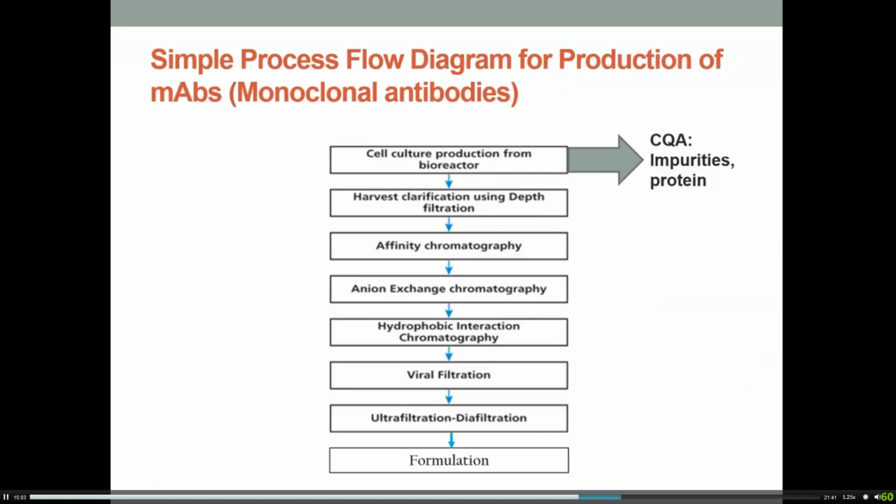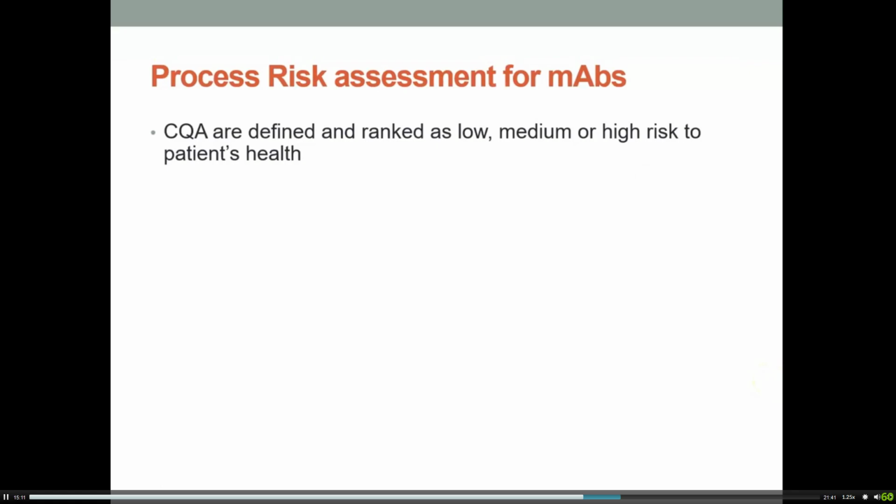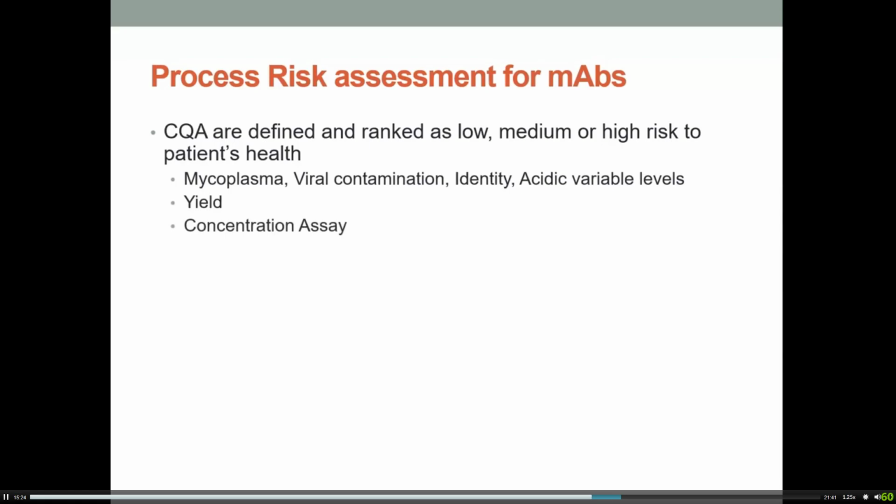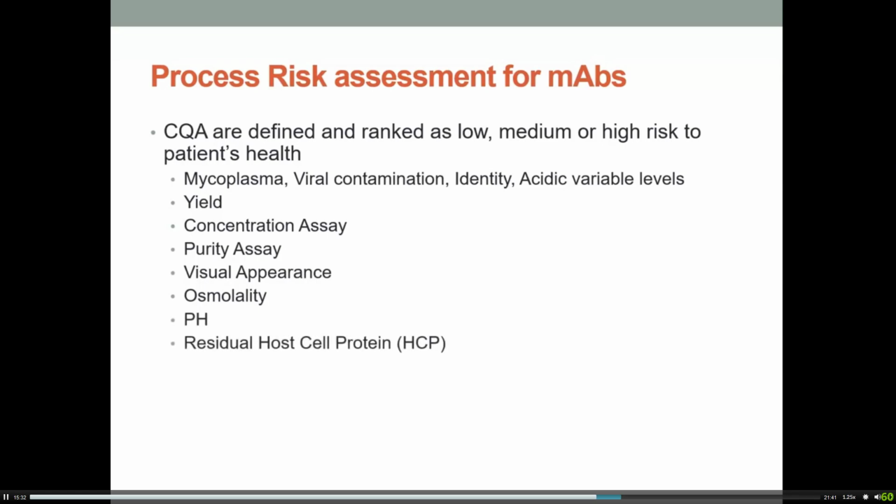Our process is a simple process flow diagram for the production of mAbs, monoclonal antibodies. Critical to quality attributes are defined and ranked as low, medium or high risk to a patient's health. These could be things like your mycoplasma, viral contamination, identity, acidic variant levels, the yield, the concentration assay, the purity assay, the visual appearance, osmolality, pH, residual host cell protein, residual host cell DNA, bioburden, endotoxin, viral clearance.